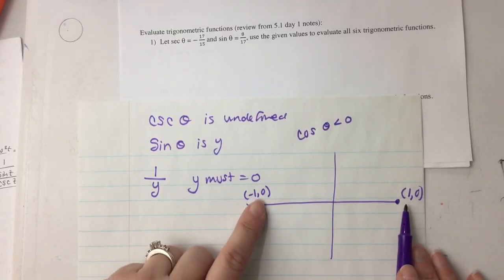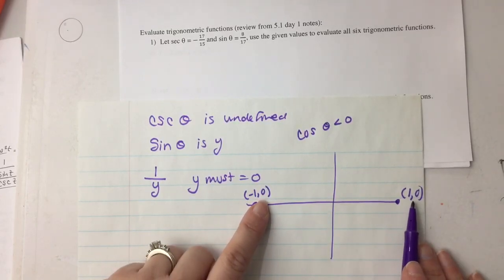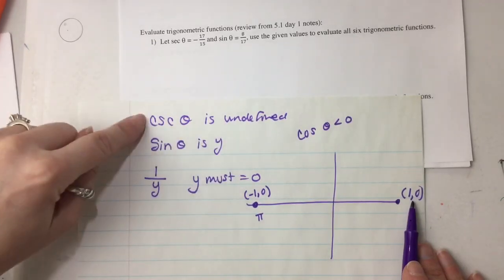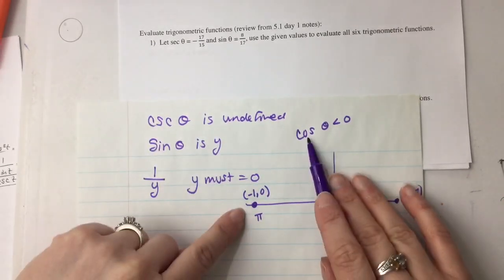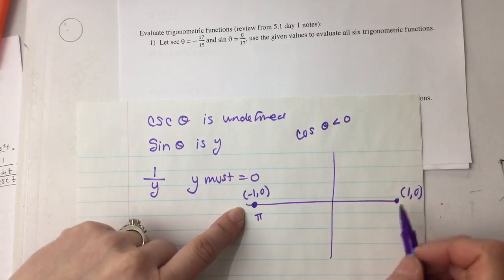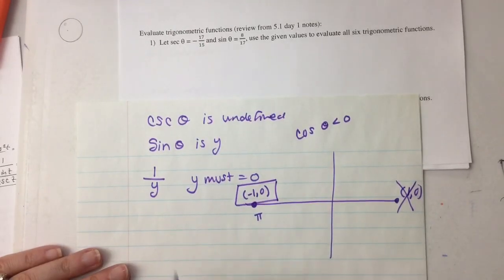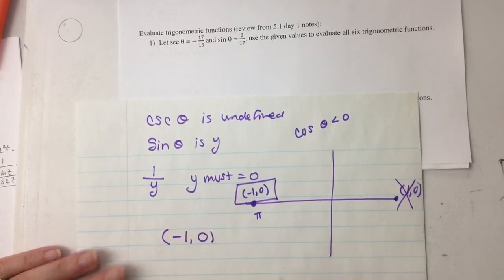So these 2 options are the only 2 I have because that's where the sine, the y value, is 0, so the cosecant would be undefined. But our cosine, our x value, has to be negative, so it can't be this. So here's our ordered pair. We are looking at pi, negative 1 and 0.